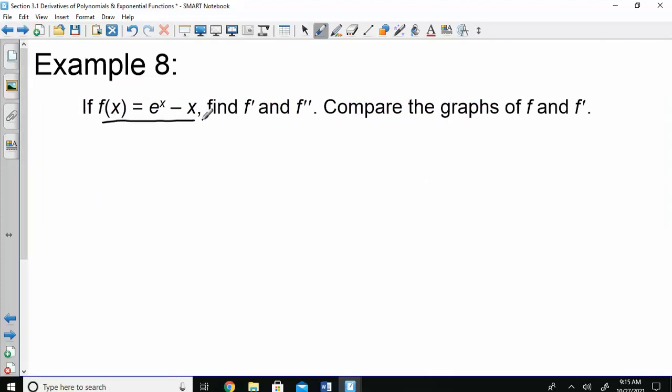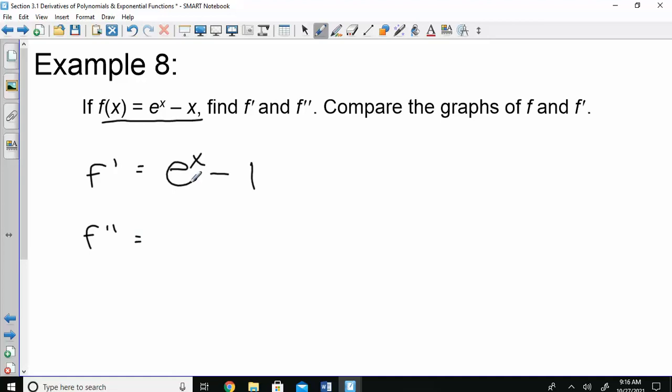So here's my function. I want to find f prime and f double prime. So f prime, the derivative of this. What is the derivative of e to the x? E to the x minus, what's the derivative of x? 1. That's your first derivative.